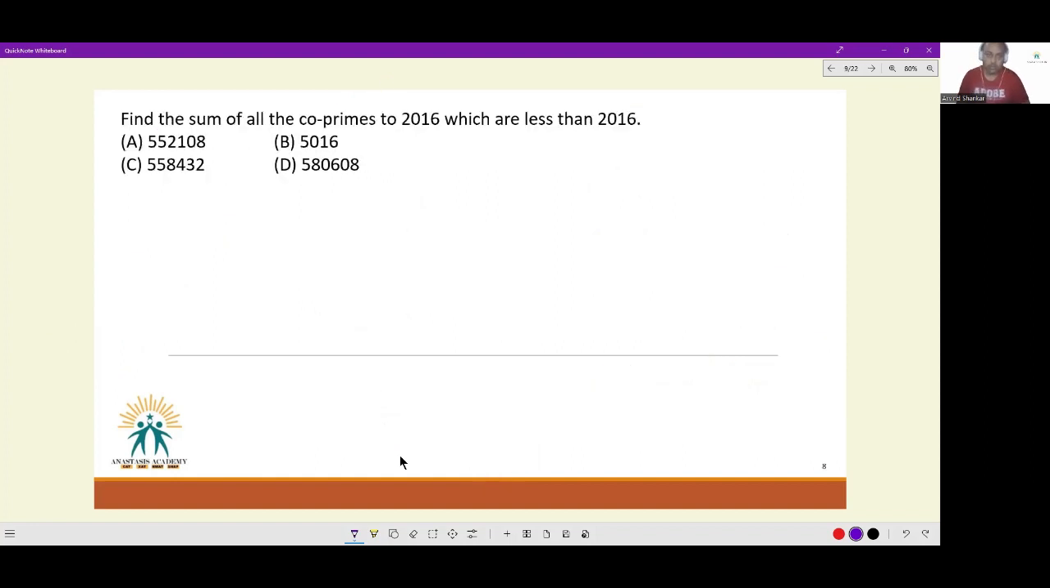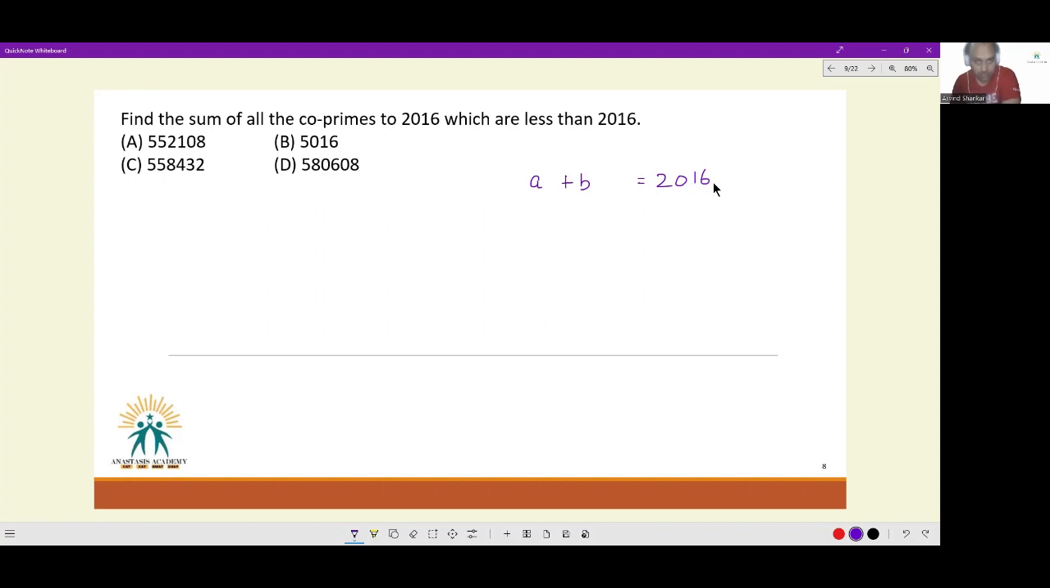Okay. Next question. Find the sum of all the co-primes to 2016, which are less than 2016. Okay. This is an amazing question. Look at this. If I have this number, sum of all the co-primes to 2016, which are less than 2016, can I say A plus B is equal to 2016?